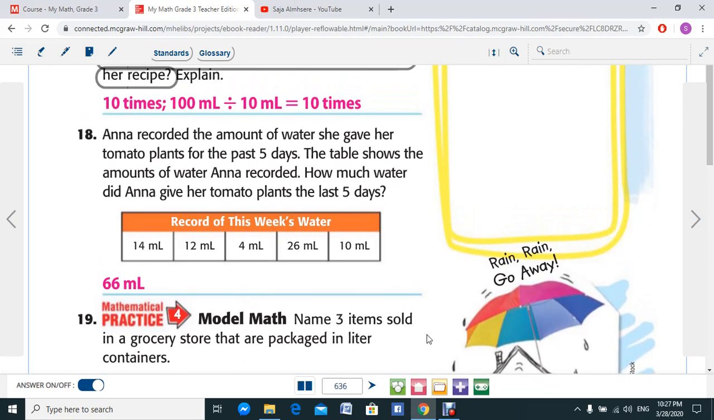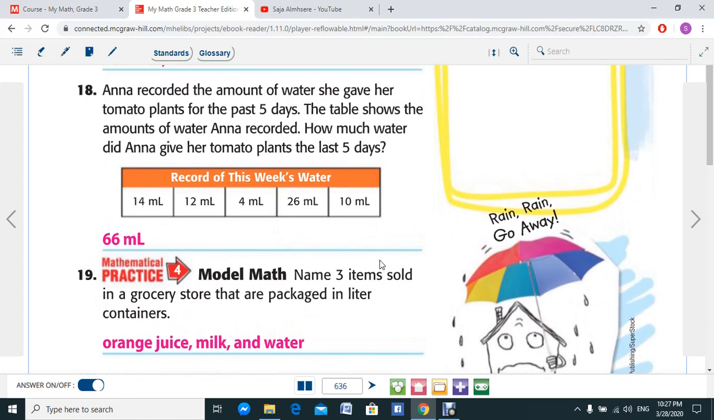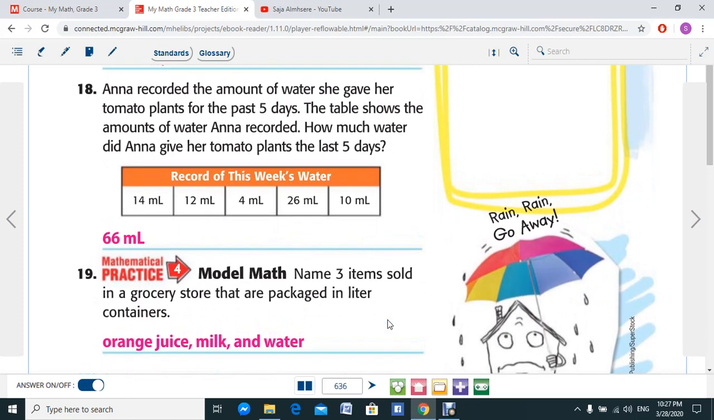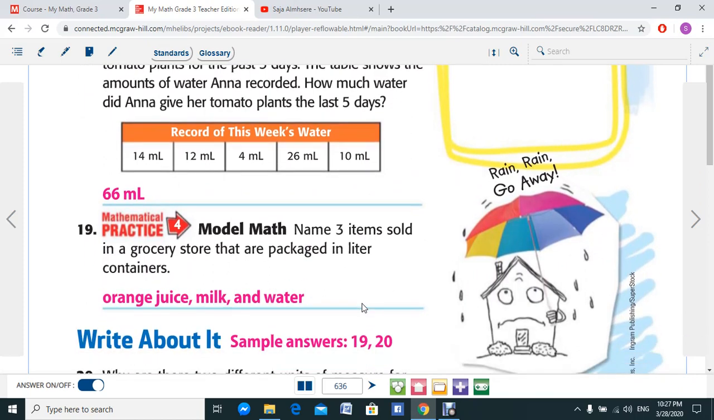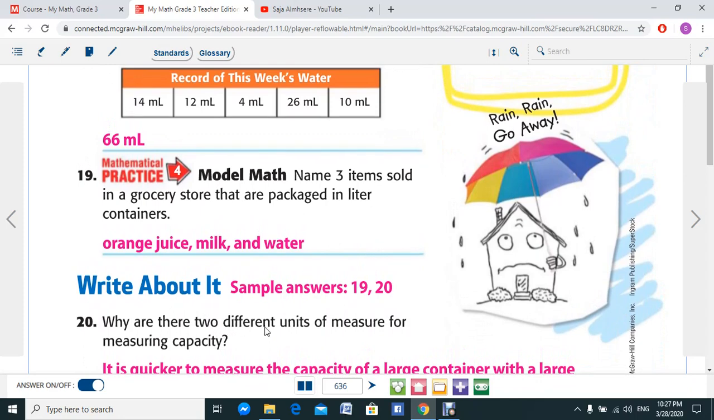Name 3 items sold in a grocery store that are packaged in little containers. Think about it, little containers. Juice, milk, water. What else? Okay, some kind of ice cream. Okay?